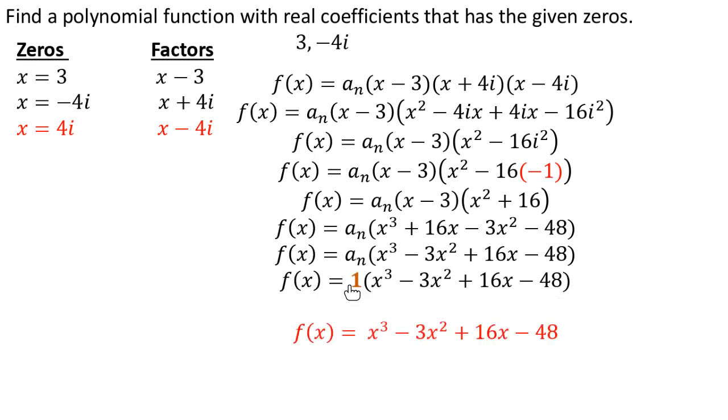Okay, so if I plug in 1 for a sub n, just as an example, I would multiply, if I had a number here, I'm going to multiply this number to all of the terms in my parentheses. So 1 times x cubed is just going to give me the x cubed. 1 times a minus 3x squared is just a minus 3x squared. 1 times 16x is just 16x. And 1 times a minus 48 is a negative 48. So when they give you the zeros and they want you to find the polynomial, you're using the linear factorization theorem to do this. So let's do another example.